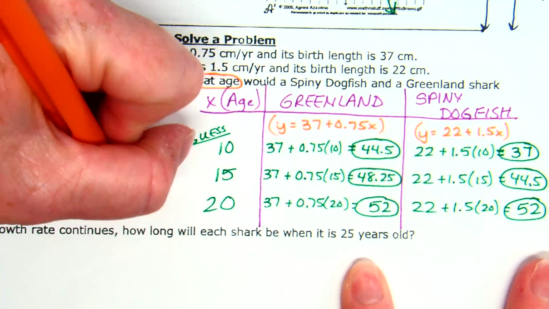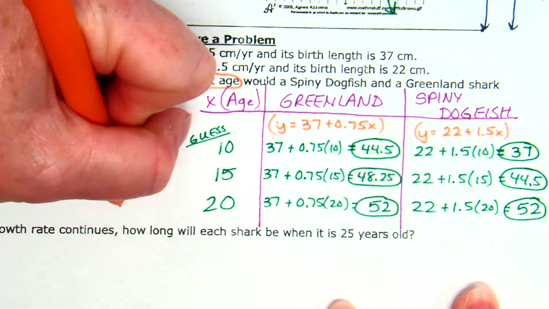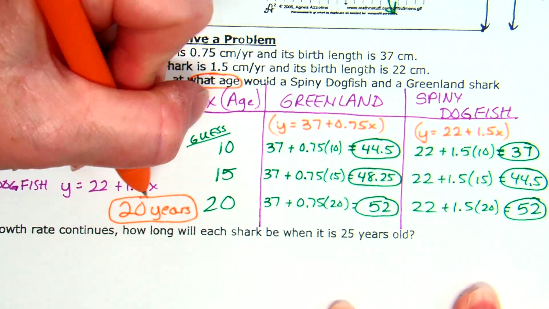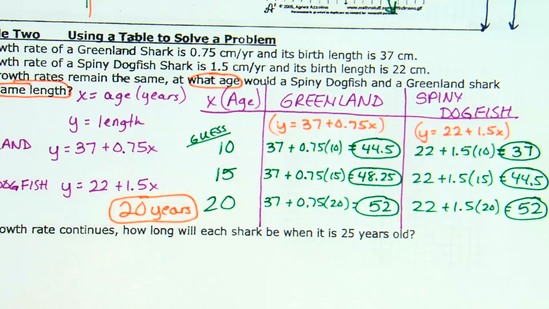So, at what age would they be the same length? 20. At 20 years. So they even live that long? Yeah, sure. I say sharks. I'm going with yes based on the problem. I don't know about these sharks, but they might live to like 50.